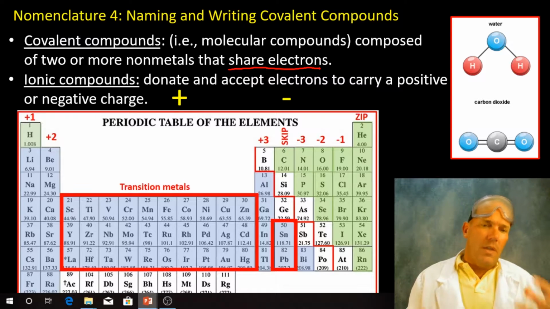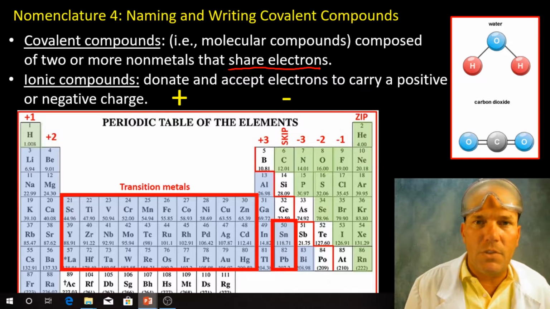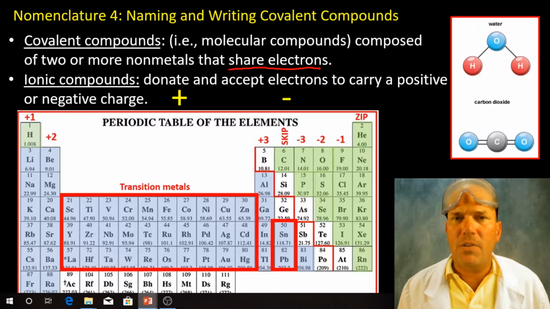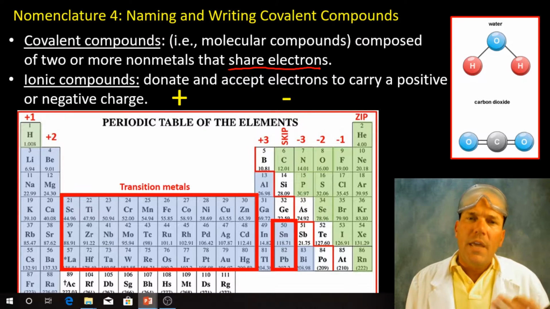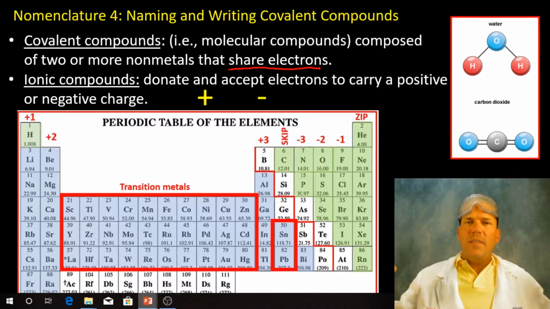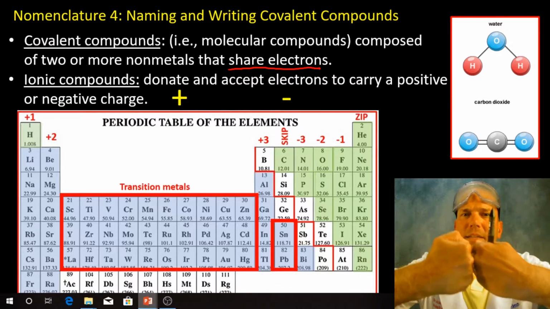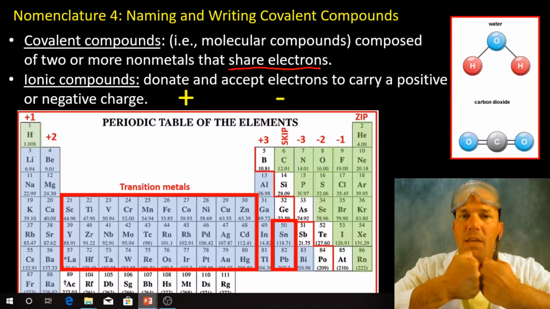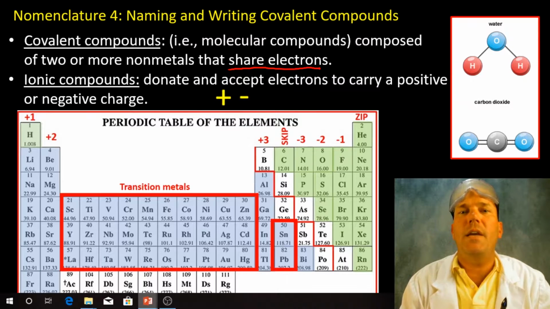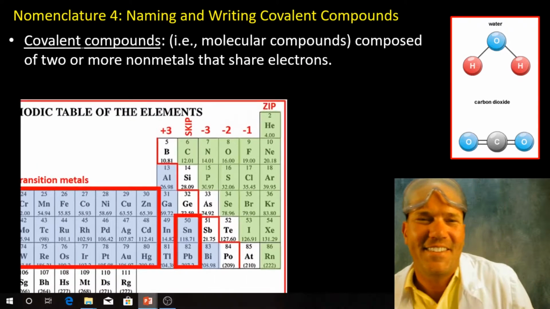So what do we know? Well, we know that metals give away electrons to become positively charged. We know nonmetals will accept electrons to become negatively charged. And we know that based on Coulombic attractions, these positives are attracted to the negatives, so in ionic bonding, they come together. In this video, I'm going to teach you how to name covalent compounds which share, to some extent, electrons.